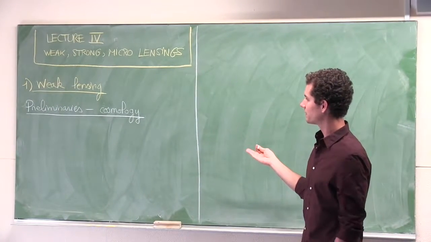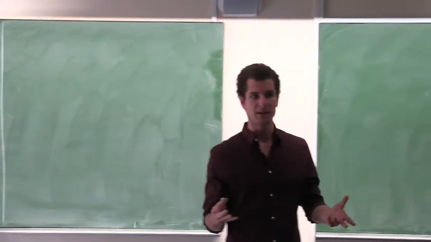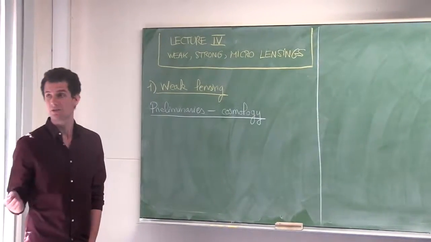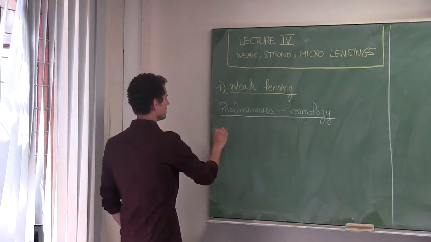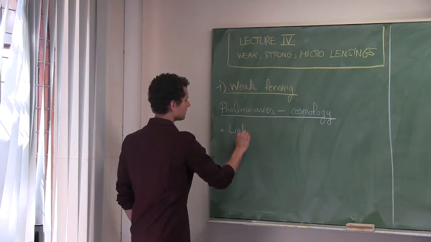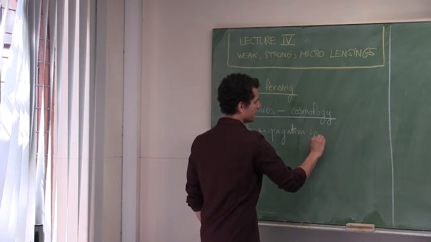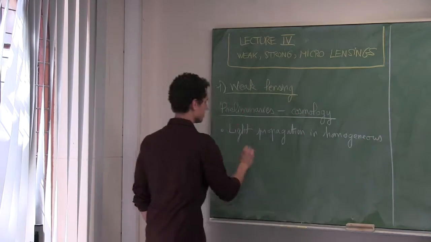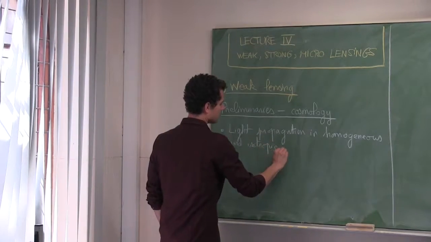And with preliminaries, of course, about cosmology, because weak lensing is the application of lensing that has to do with cosmology in very large scales. And first, I have to talk a bit about homogeneous cosmology, light propagation in homogeneous cosmology. So this is what I mean here by cosmology. In homogeneous and isotropic cosmologies.